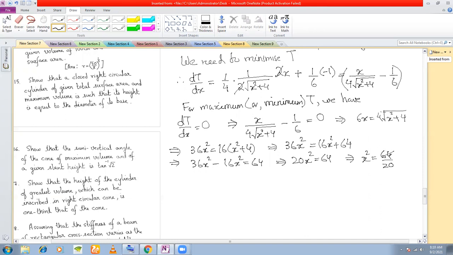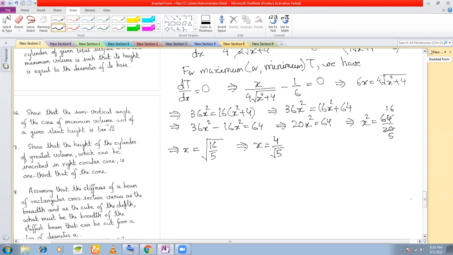Okay, so you can cancel here. 16 times 5, you cancel with 4. That means you get x is equal to square root of 16 by 5. That means you get x is equal to 4 divided by root 5. Now we are not taking the negative sign because x is the distance. Distance cannot be negative. That is why we have not taken the negative sign.